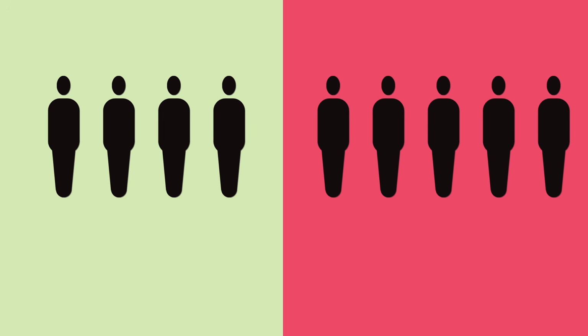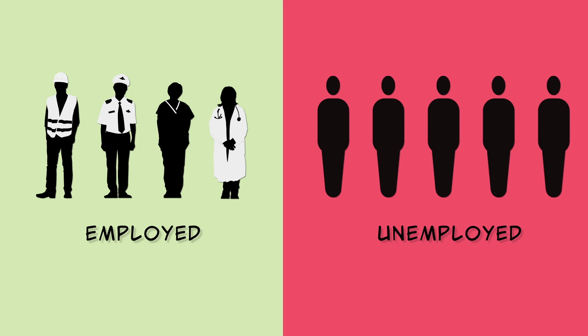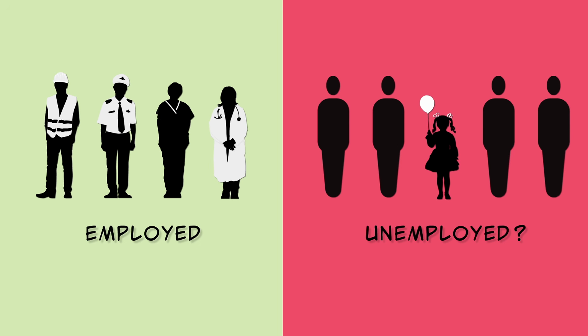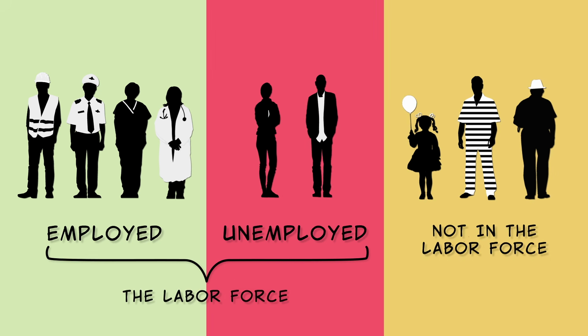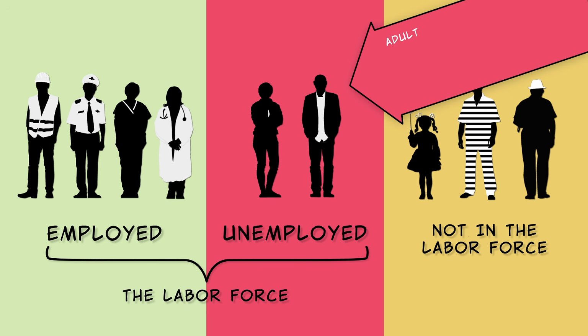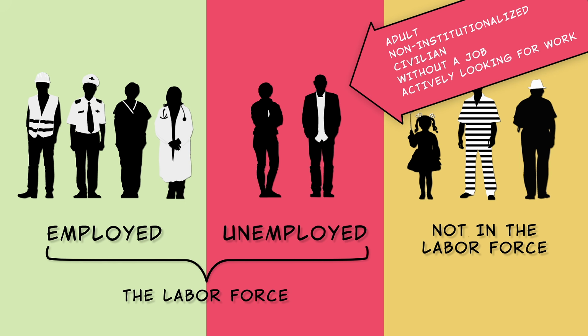Now let's look at how unemployment is defined. A person with a job is employed. But in the official definition, not everyone without a job is unemployed. Is a 6-year-old unemployed? Is a prisoner unemployed? What about a retiree? In each of these cases, the official answer is no. A person is counted as unemployed only if they're an adult, non-institutionalized civilian without a job and actively looking for work.